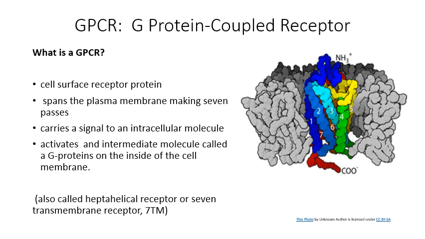This can also be called a heptahelical receptor because of its shape and the fact that there are 7 of these helical sections of a protein, or sometimes it's called a 7-transmembrane receptor.